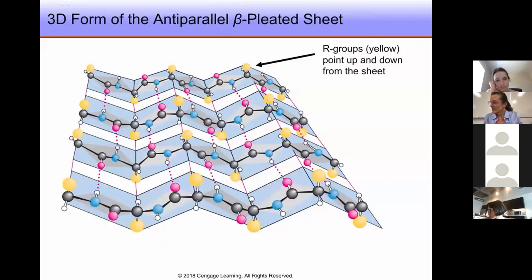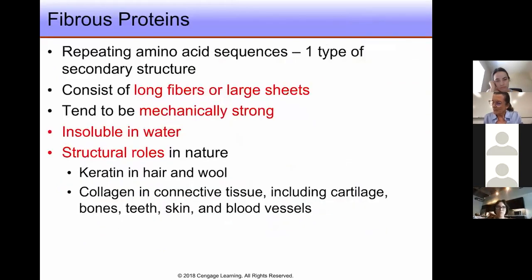This is a different representation of the pleated sheet. Anti-parallel. Okay. Now there are two major classes. Well, there's lots of different kinds of proteins, but the big classes are fibrous ones, which have a structural role, and then globular ones, which usually have a different kind of function. Enzymes are globular. Other things can be globular.